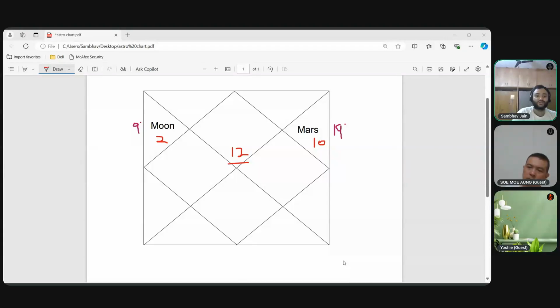Mother is also exalted in the sign of wealth, and mother is going to see exalted land in front of her. So this is a plus point.